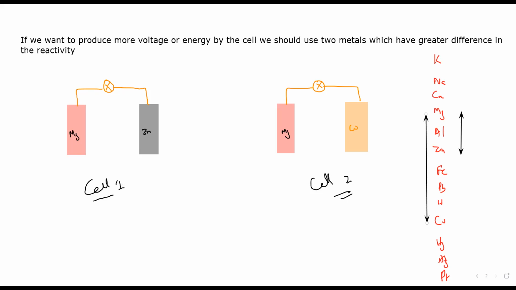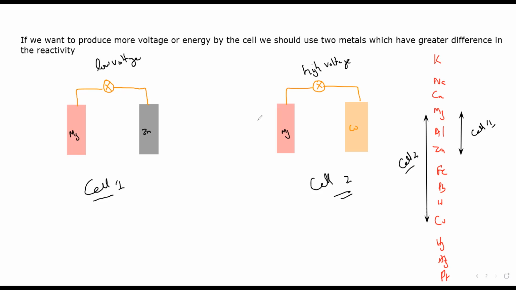So cell 2 will produce more voltage because cell 2 has a greater difference in the metal reactivity compared to cell 1. More voltage refers to how much energy is carried by the charges. So if I compare, this will produce low voltage and this will produce high voltage.